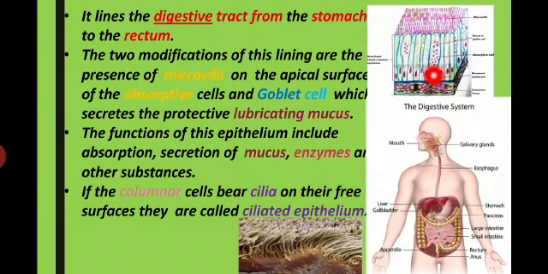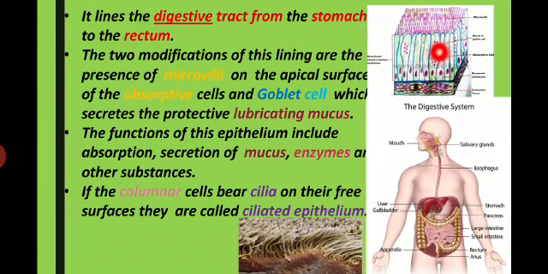So the two modifications of this lining are the presence of microvilli on the apical surface of the absorptive cells, and between them the goblet cells secrete protective lubricating mucus. What is mucus? A wax-like substance. Lubricating means flexible, reducing the friction between tissues.